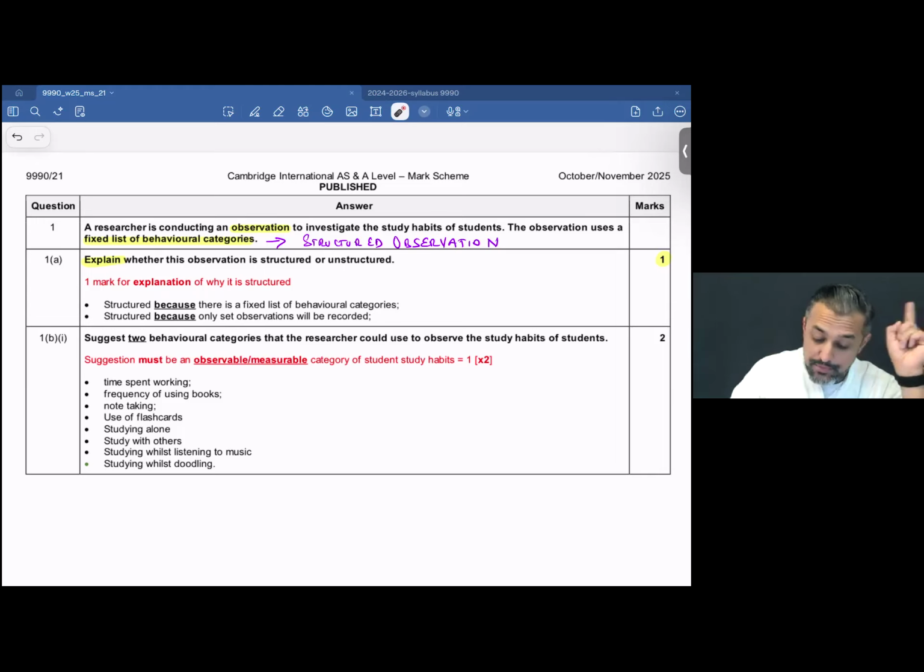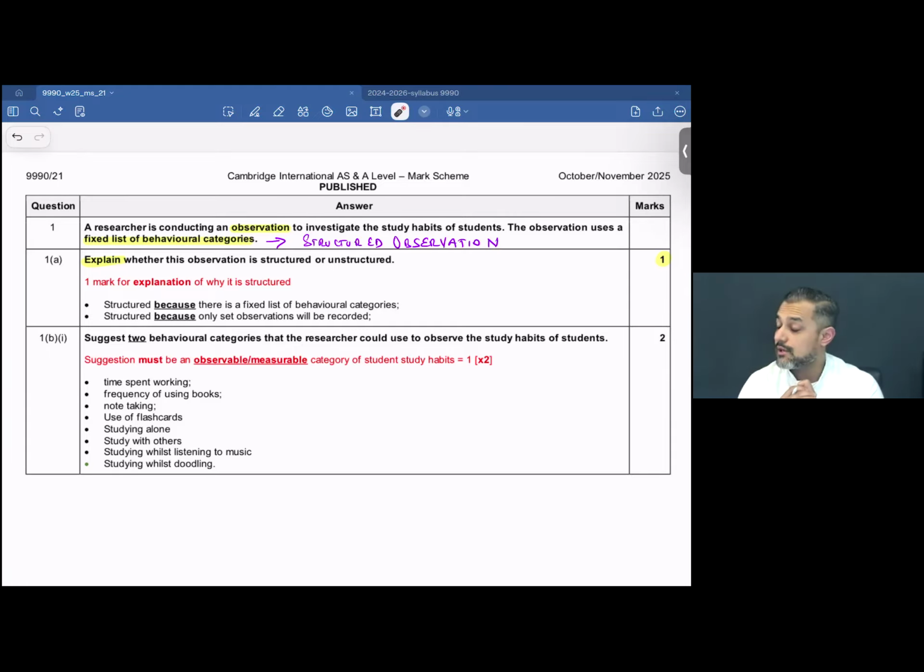Structured observation, because there's a fixed list of behavioral categories, or you could write structured because only a set of observations will be recorded. Only a set of observations would be recorded, or in other words, there'd be specific behaviors that would be recorded. Now, I'd like to assume most of you would have an idea about what structured observation is, but again, the likelihood of students making a mistake over here and unnecessarily throwing away marks is always high.